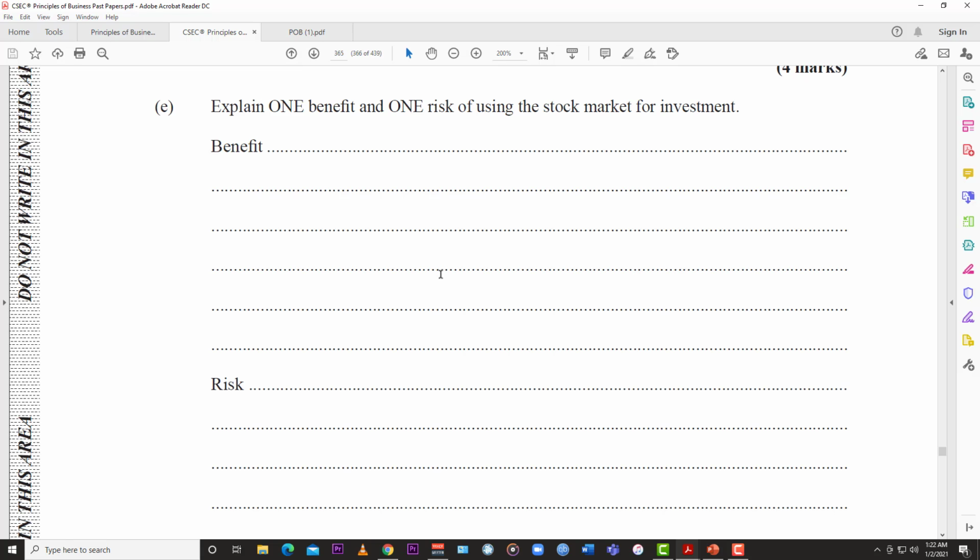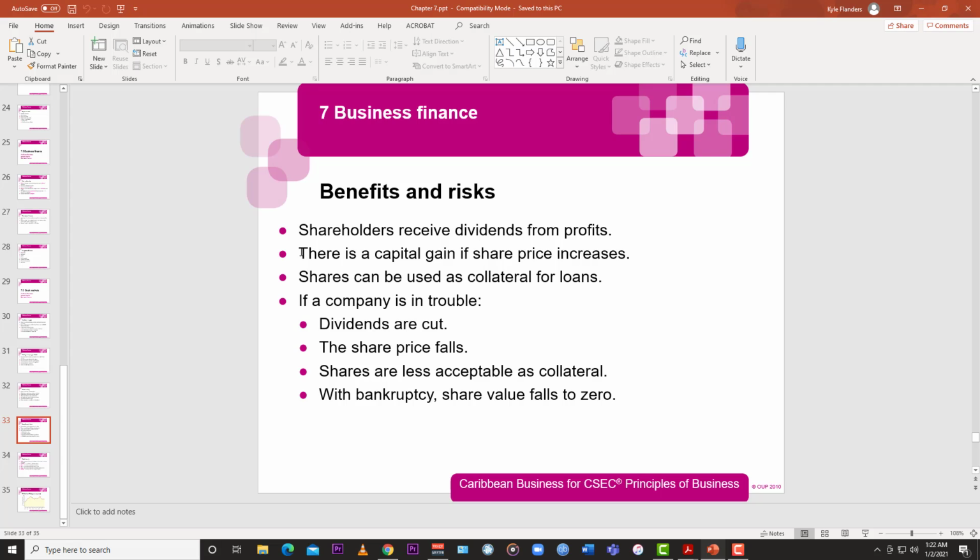And so we know that the stock market is all about risk and reward. It can be highly risky, but the gains can be, of course, very rewarding. Buying and selling of shares is done on the stock market. Not all companies can go on the stock market. And so in a nutshell, at a glance, some of the risks involved and the benefits. So the benefits: shareholders receive dividends from the profits.